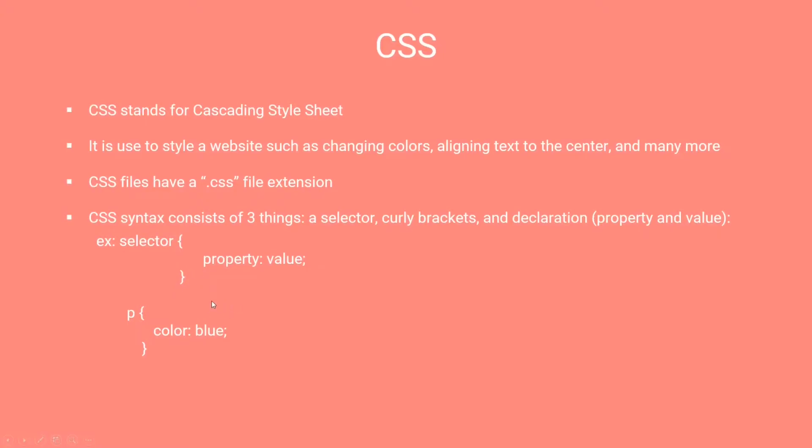For example, as you can see here, to style a paragraph tag and give it the color blue, we select it with a P, open curly bracket, the property color, and give it a value of blue, and we close it down here.